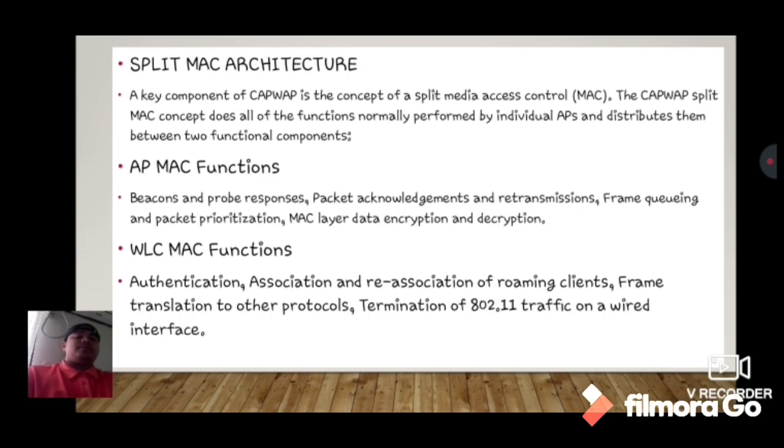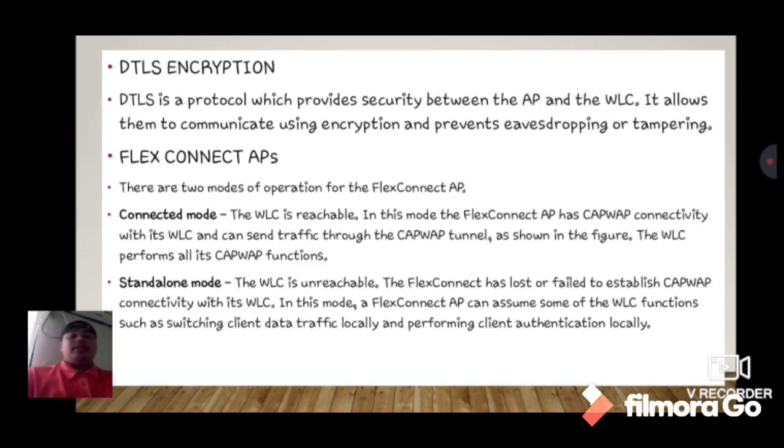WLC MAC functions: authentication, association, and reassociation of roaming clients, frame translation to other protocols, and termination of 802.11 traffic on a wired interface. DTLS encryption: DTLS is a protocol which provides security between the AP and the WLC. It allows them to communicate using encryption and prevents eavesdropping or tampering.